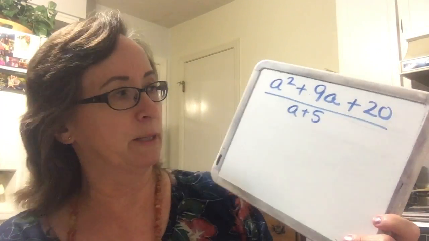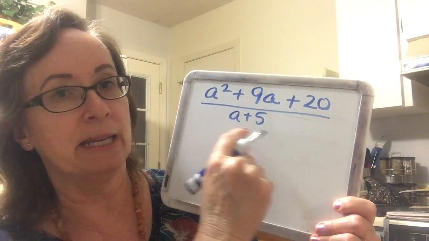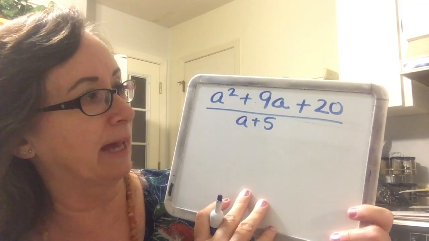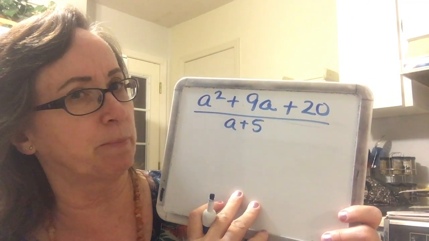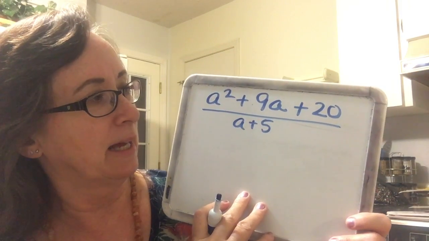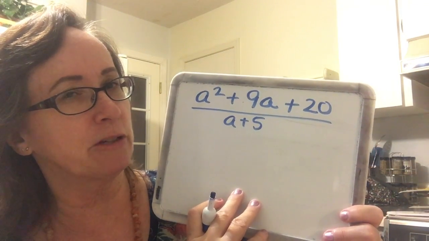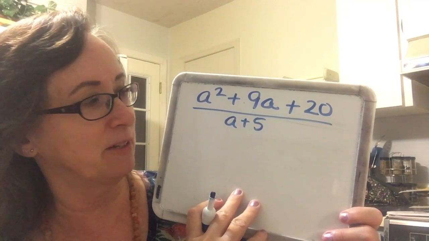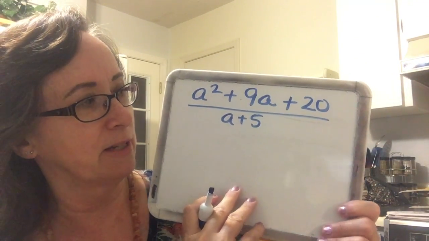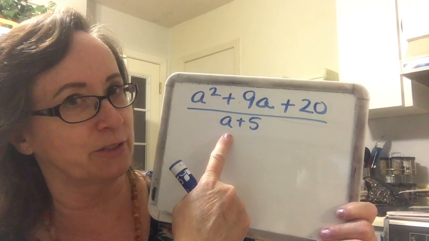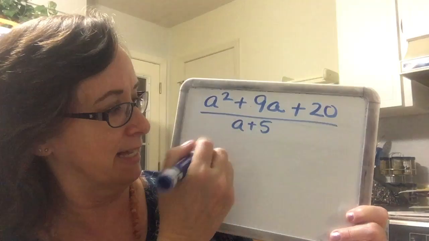Now we hit the big time. We've got a polynomial divided by a monomial. Okay, now before we move into full-fledged polynomial division, I want you to just look at that numerator. Think about your factoring that we've been doing. Is there an easy way to break up that numerator so that one of the factors is a plus 5? And the answer is yes.